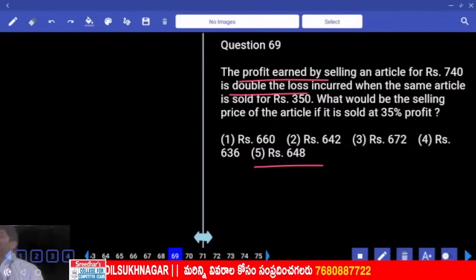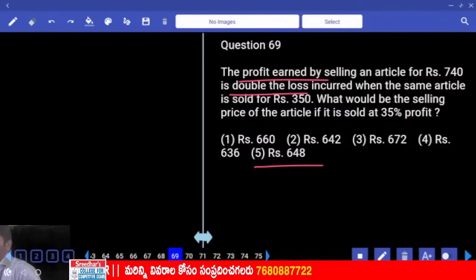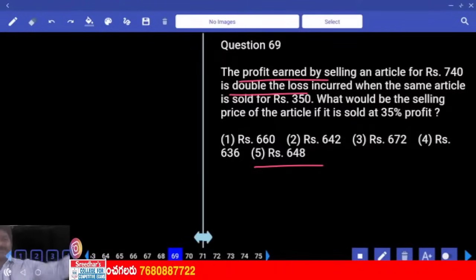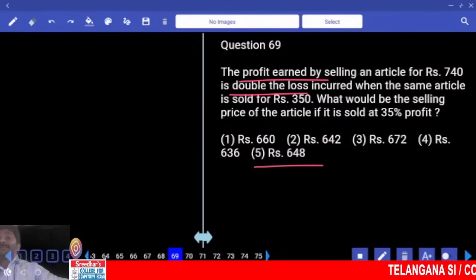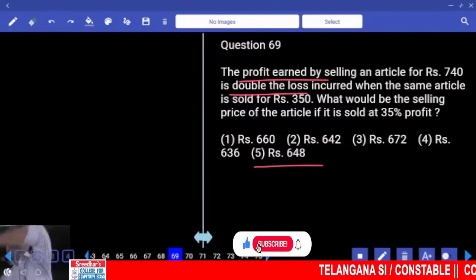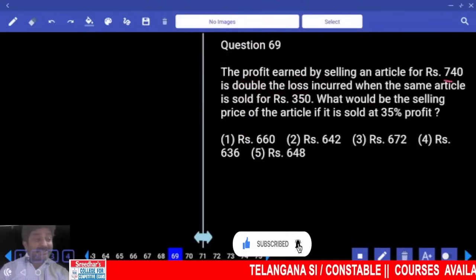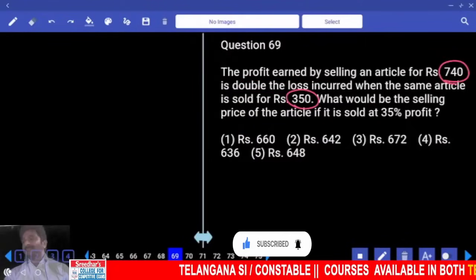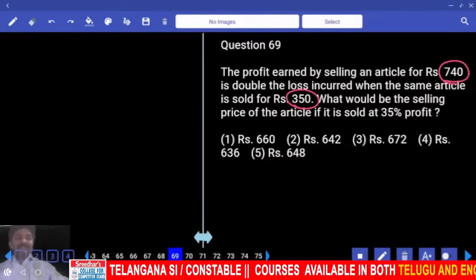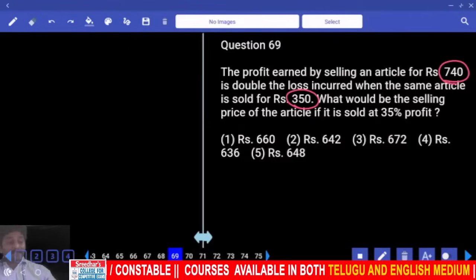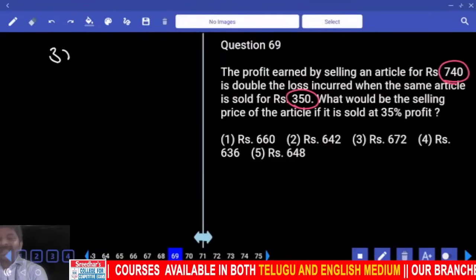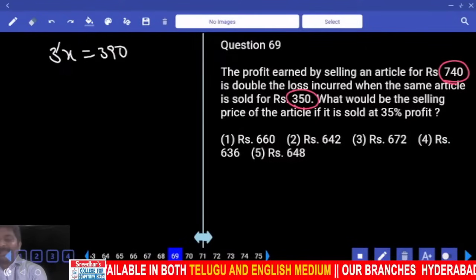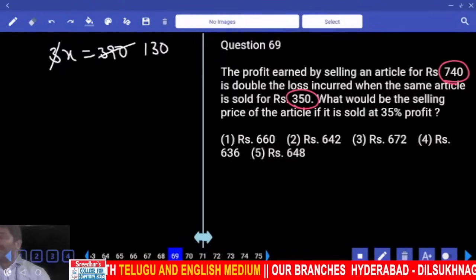If you treat your loss as x, then profit is 2x. Now, loss will be on the negative side, profit will be on the positive side. How much is loss now, including the symbol? Minus x. How much is profit? Plus 2x. What is the difference? That is because of the difference between these two numbers only. 3x is equal to 390, x is equal to 130.